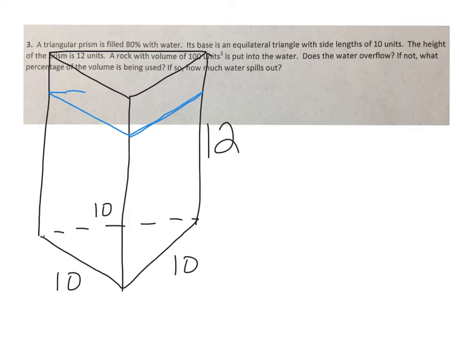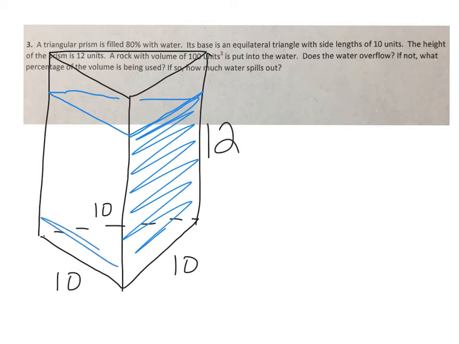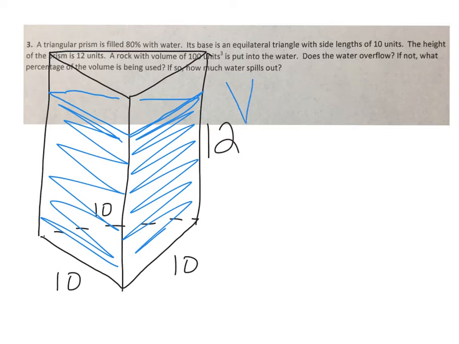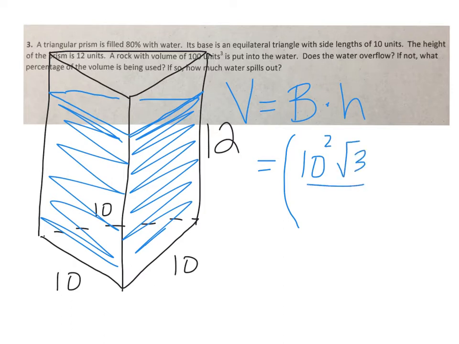So the water should look like a triangular prism because water always takes the shape of the container that it's put in. So we first need to figure out the volume of that water. So volume for a prism is area of the base times the height. So I'm going to use a very special formula for the area of an equilateral triangle, and that is taking the side and squaring it, multiplying it by root 3. So 10 squared times the square root of 3 divided by 4.